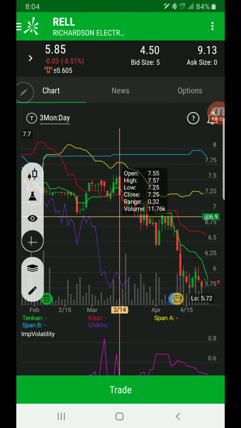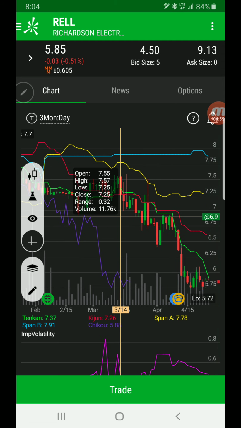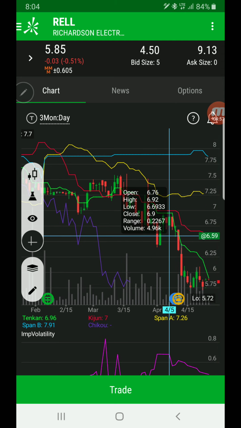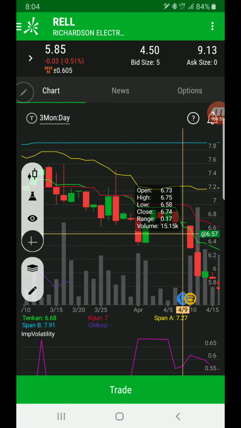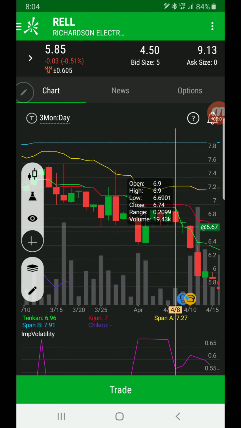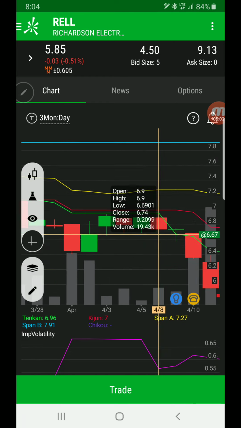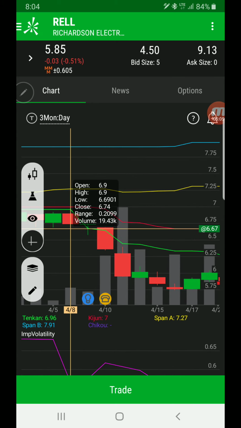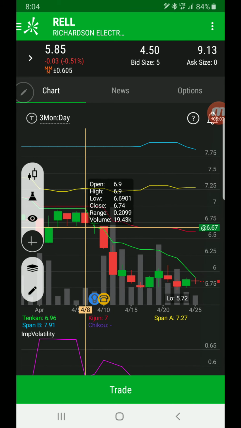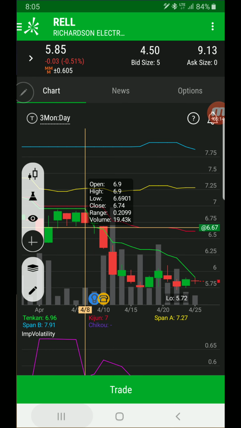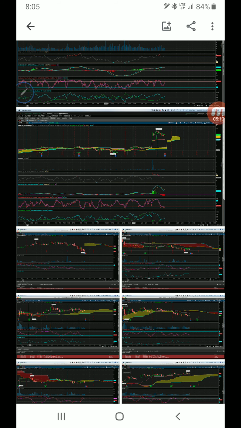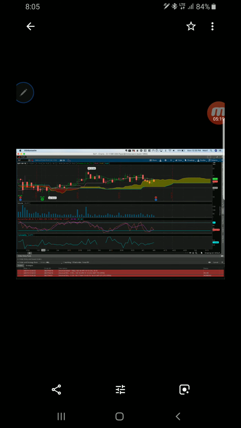Alright, so April 8th is right about here. And yes, it has gone down. Look at that. Oh, heck yeah, Ichimoku. Oh yeah, that is alright. Next.